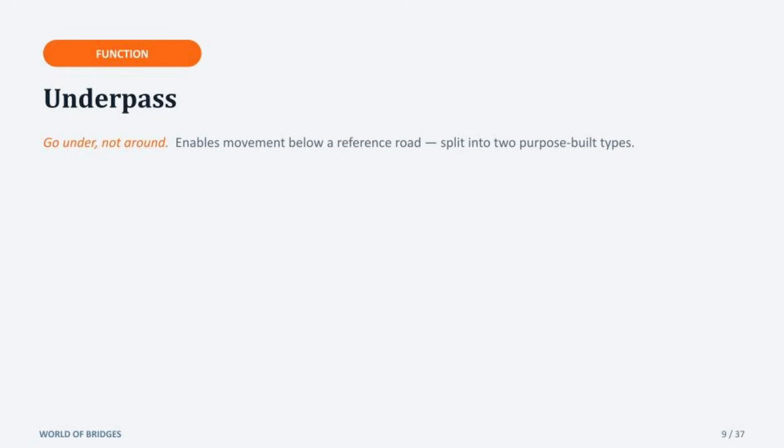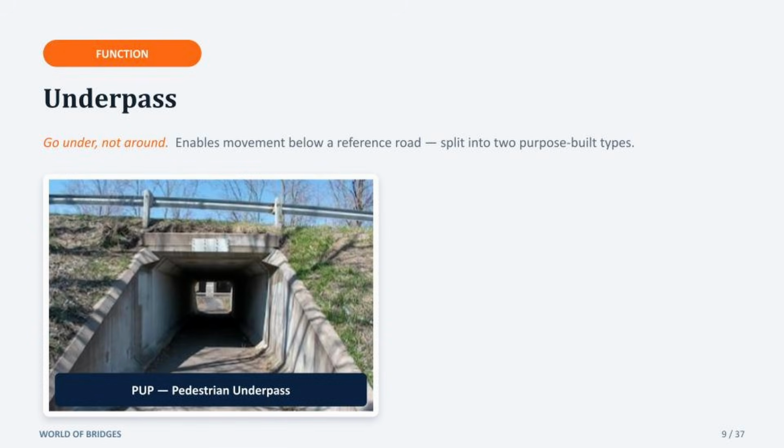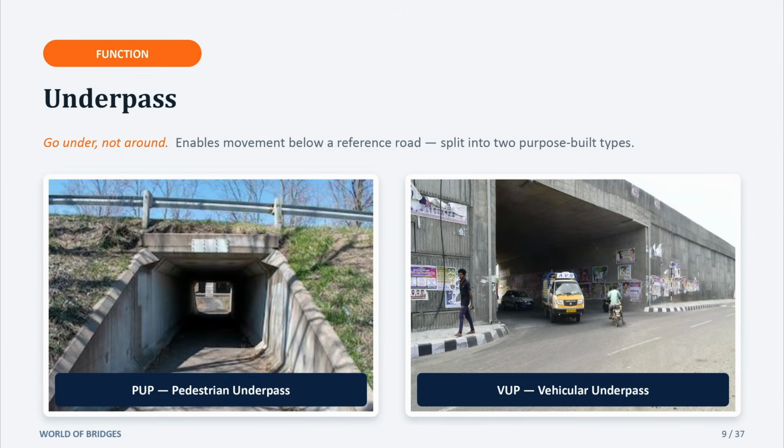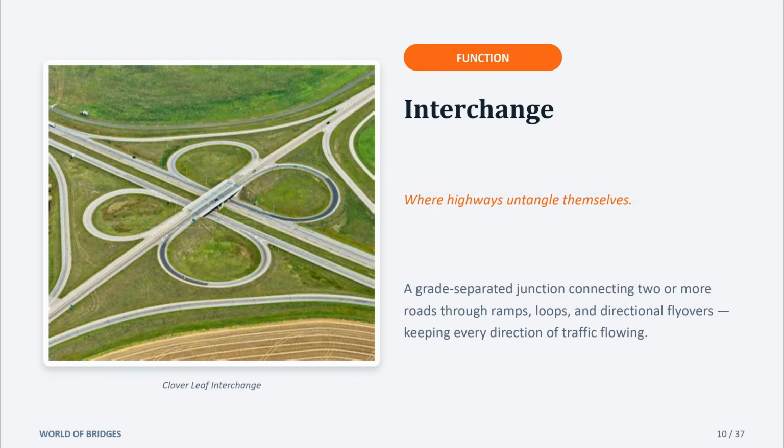In the last slide we have seen the overpass. Flip the direction and you get an underpass. Movement goes below the reference road instead of above it. There are two types of underpasses. A PUP, a pedestrian underpass exclusively for foot traffic, and a VUP, a vehicular underpass built to actually carry vehicles underneath. Now scale that up.